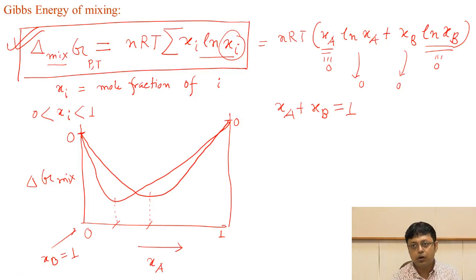And we have argued also that this delta G will go through a minimum. It should be negative because it's a mole fraction. All these Xi's are fractions, and the reason for that is ln of a fraction is a negative quantity. So delta G will go through a minimum. But how it will go through a minimum will vary from one system to another system. That we'll see.